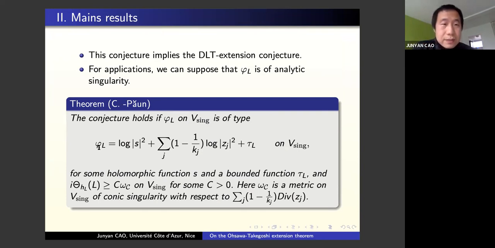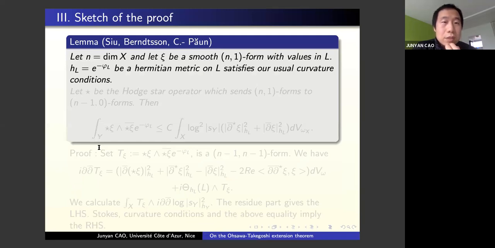So in the last 20 minutes, I would like to explain a little bit the idea of our proof. In our proof, an essential tool is a result due to Su, which is later used by Berndtsson to prove the Ohsawa-Takegoshi extension theorem. In our paper, we improved this result a little bit. As before, we assume that X is a projective manifold of dimension n, and the line bundle L satisfies the curvature conditions as before. That means that the curvature is semi-positive, and also its curvature is larger than delta times the curvature of OY.